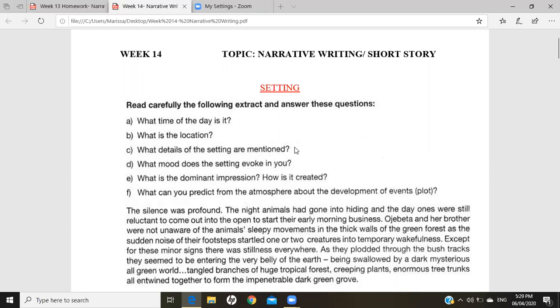Yes, the location. Well, they didn't say the exact location, but they said it was in the forest. Yeah, they said the forest, good, and they even mentioned the time of day because they said in the early morning. Good. Did they give us an idea about the atmosphere? Yes. What kind of atmosphere do you think was painted here? They say it was still.